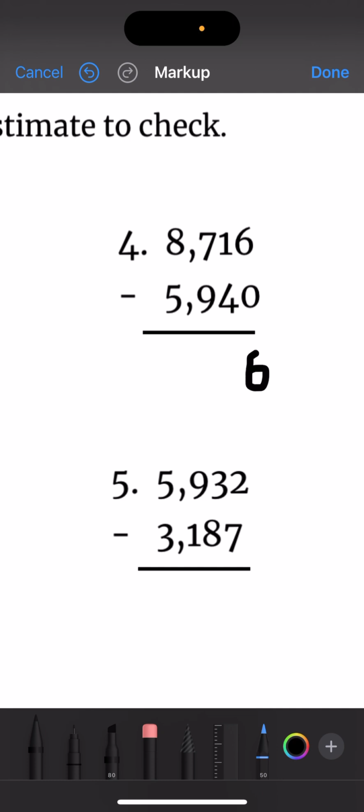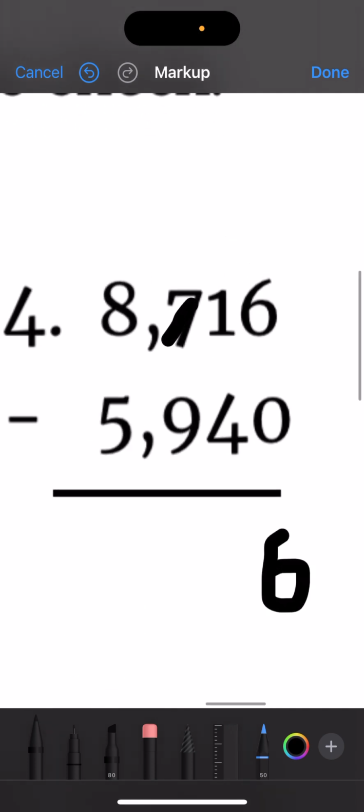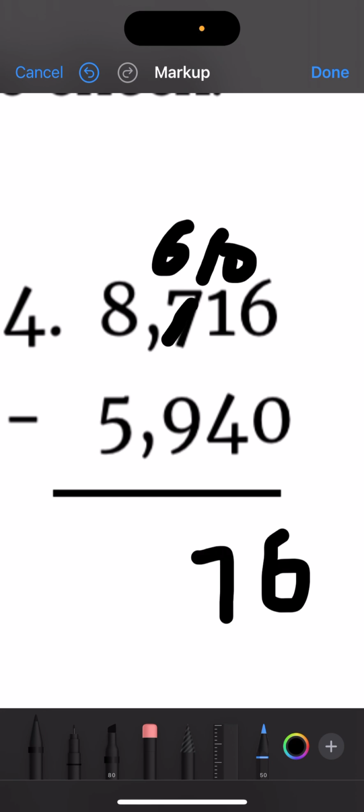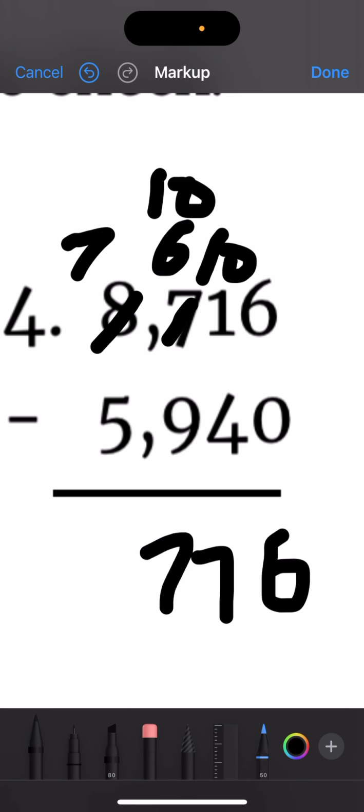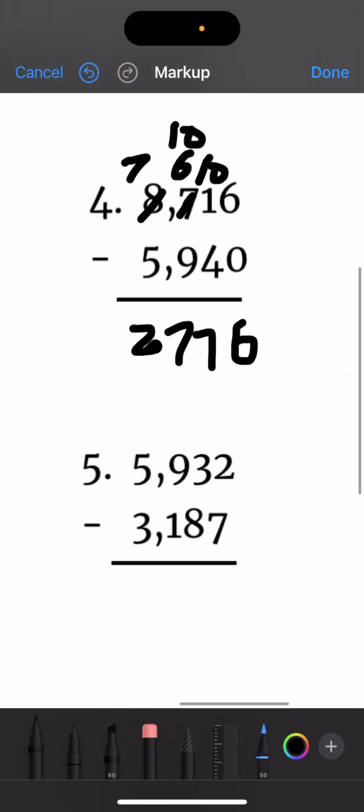1 minus 4, we can't do it, so we're gonna borrow. Okay, so 10 minus 4 is 6. 6 plus that 1 is 7. 6 minus 9, we can't do it. So we're going to borrow, and this gives us 7. And this one is 2.